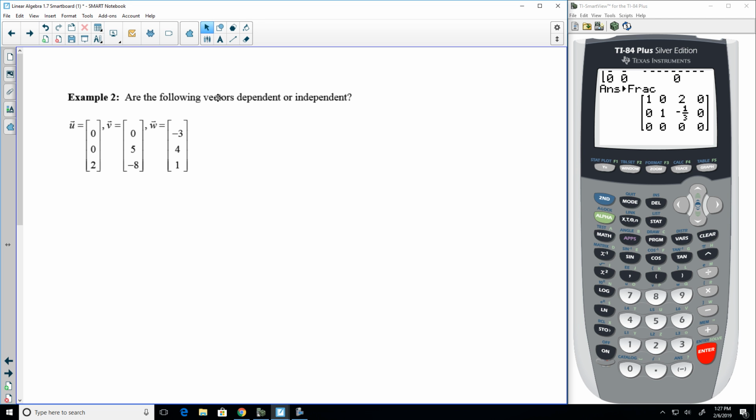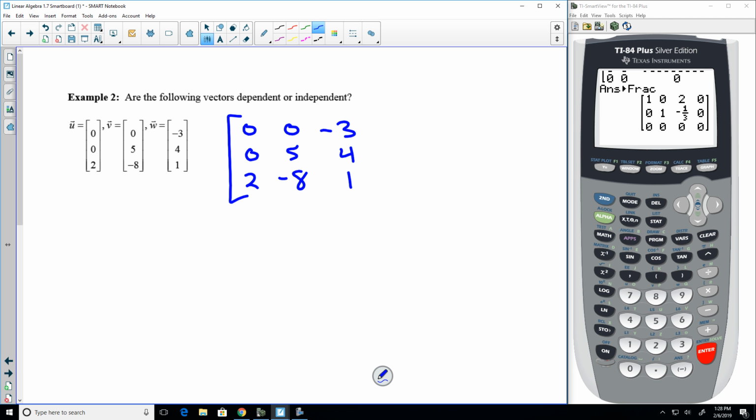All right. Are these dependent or independent? So if we put these in a matrix, augment with 0, and row reduce it. I'm going to do this real fast without a calculator. You guys ready?